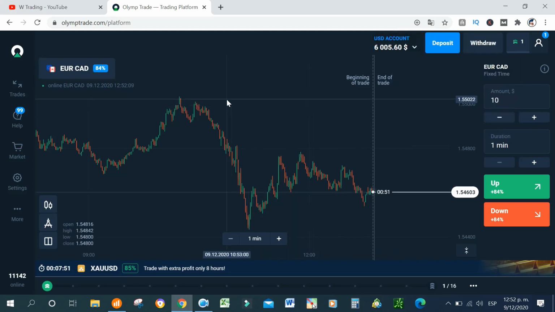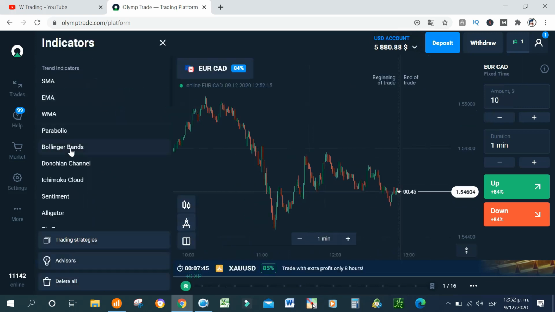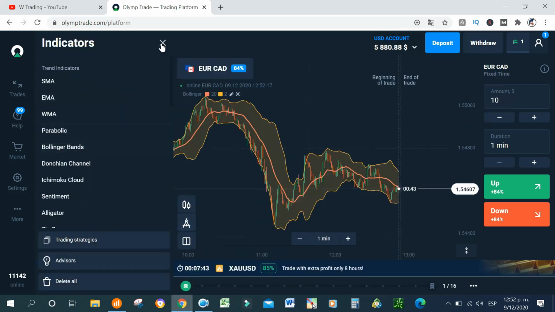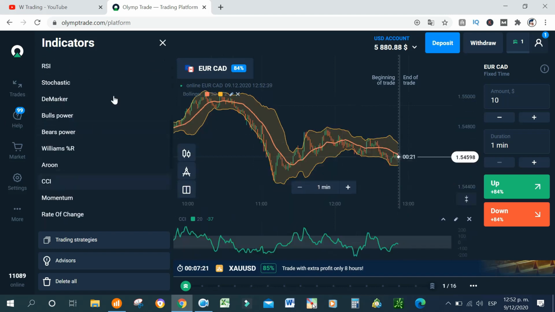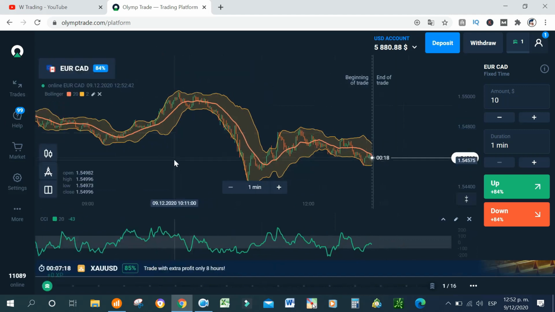Alright guys, let's start with this video. I want to apply my favorite indicator, which is the Bollinger Band. Look, I use the default setting, 20 period and 2 standard deviation, so you can use the same. Besides the Bollinger Band, I usually use an oscillator. It could be the RSI or the CCI, whichever is good.